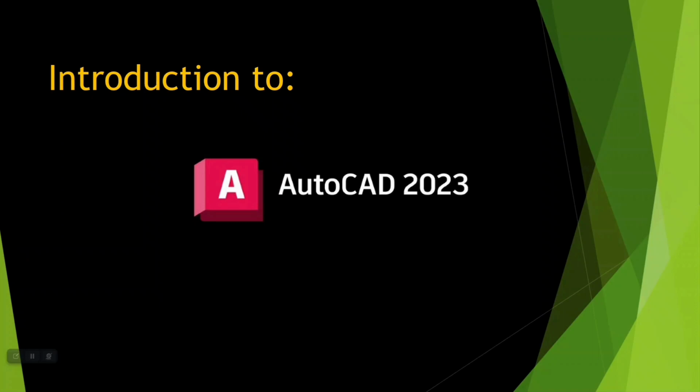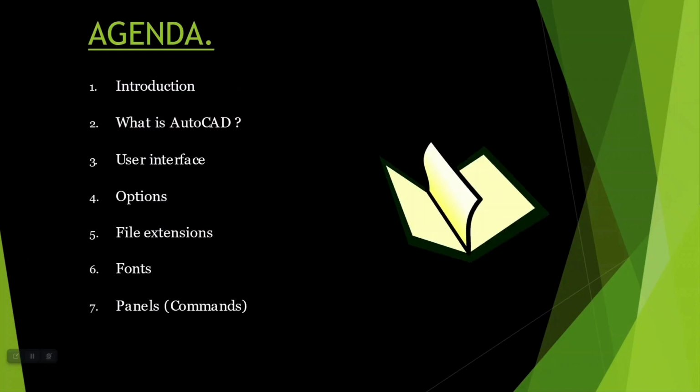So first of all, we'll see the agenda of this presentation, what we will be covering in this. First I will be giving you an introduction of AutoCAD, what is AutoCAD and why we are using it. Second, what is AutoCAD? Third is the user interface, what is the user interface available in AutoCAD or AutoCAD Civil 3D, whichever terms you want to use. In the last, you will see options, file extensions, fonts. Similarly, you will see the panels and the commands.